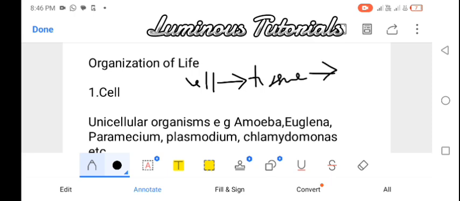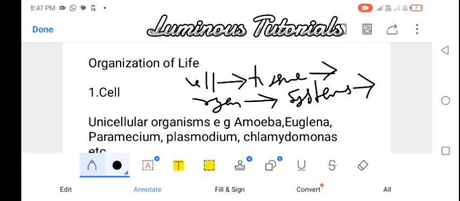From tissue, we progress towards organ. And then from organ, we progress towards systems. Then you have the entire organism as a whole. Am I communicating? I'm just trying to explain.